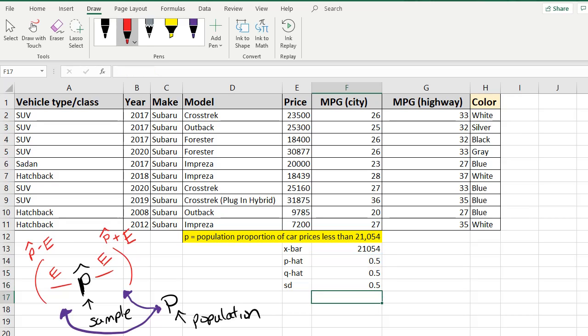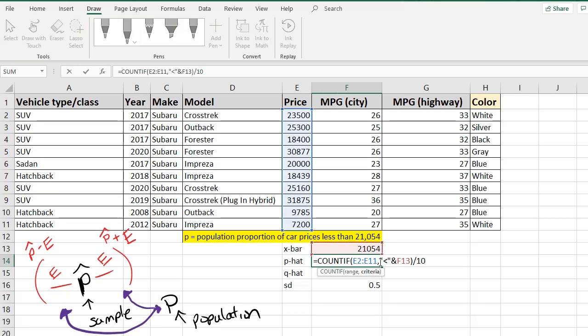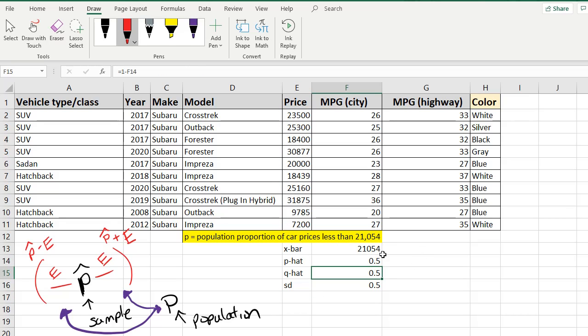Press enter. I know it's all coming out to 0.5 every time, but it's not going to be like that always. Like right now, if I were to change this, say to 0.7, you see everything changes. So let me undo that. That just happens to be for this particular example. It's all 0.5. So now I'm ready to calculate E, the margin of error. Oh, well, actually, before I do that, I want to talk about the confidence level.